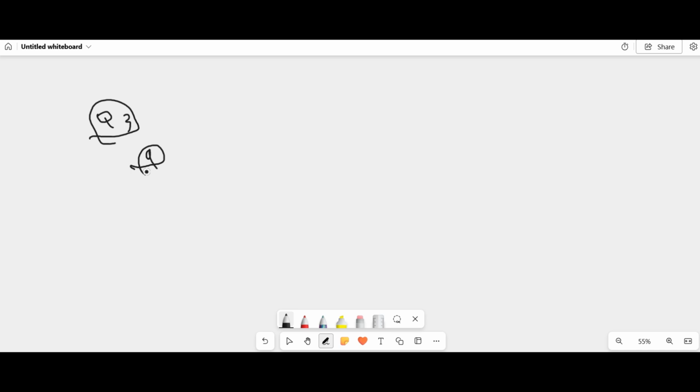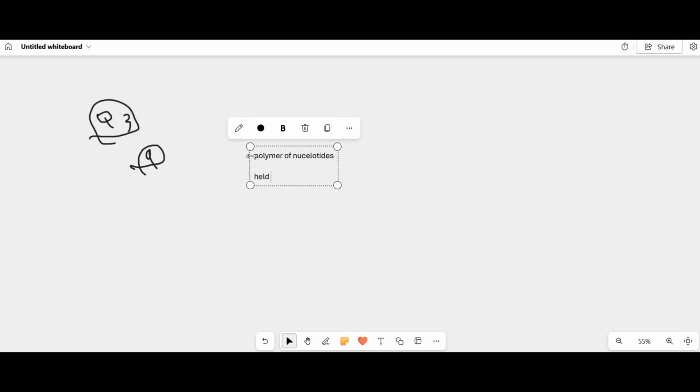Question 3A says describe the structure of DNA. So obviously DNA is what? DNA is a polymer. It's a polymer of nucleotides, held together by phosphodiester bonds, which are formed by condensation reactions.